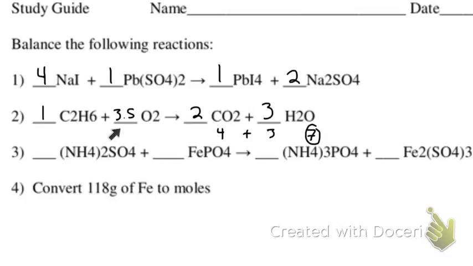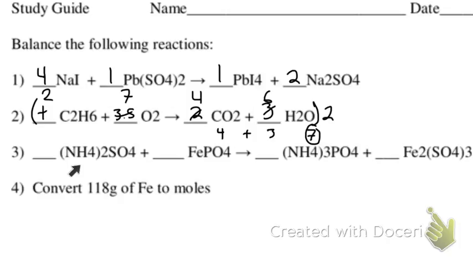But we cannot have 3.5 oxygen molecules. So to finish this problem off, we have to multiply the whole thing, all coefficients, by 2, and we end up with 6, 4, 7, 2. Final answer's there. Last problem.